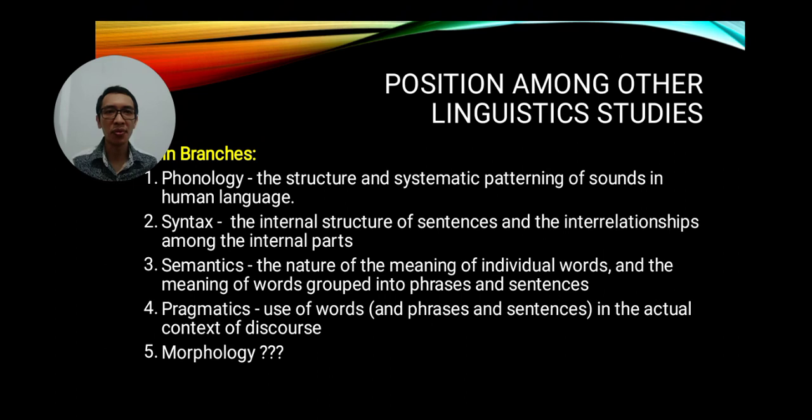There are five main branches of linguistics. The first is phonology. Phonology is the study of the structure and systematic patterning of sounds in human language. So it can be inferred at this point that issues such as how speech sounds are articulated or produced using the speech organs, and kinds of phonological processes, are covered in phonology because they deal with the study of sounds, the structure and systematic patterning of sounds.